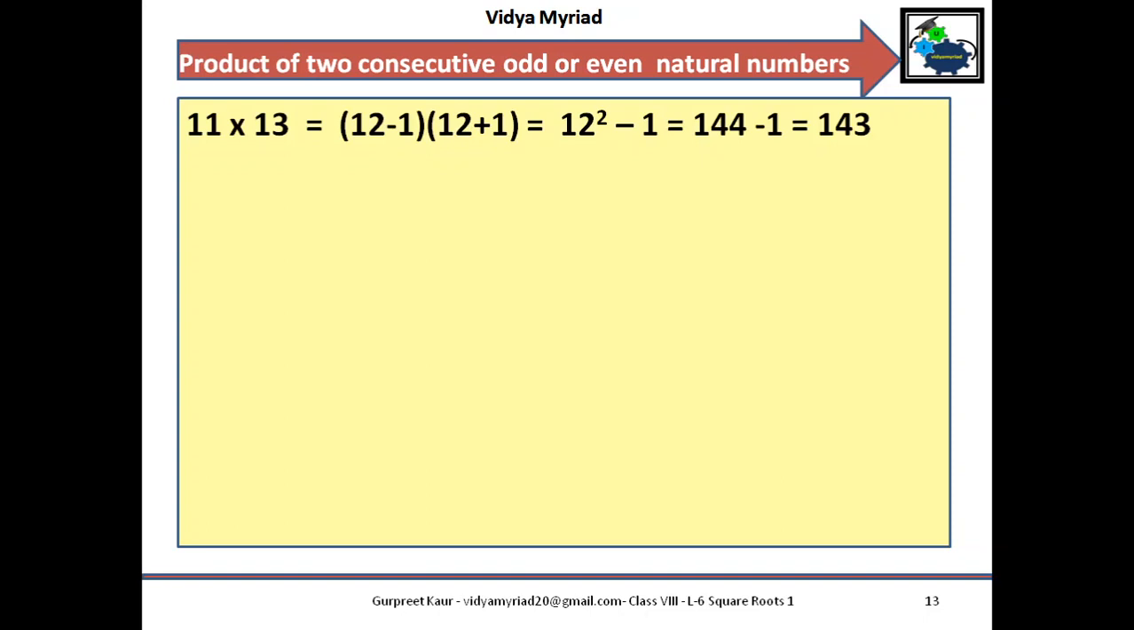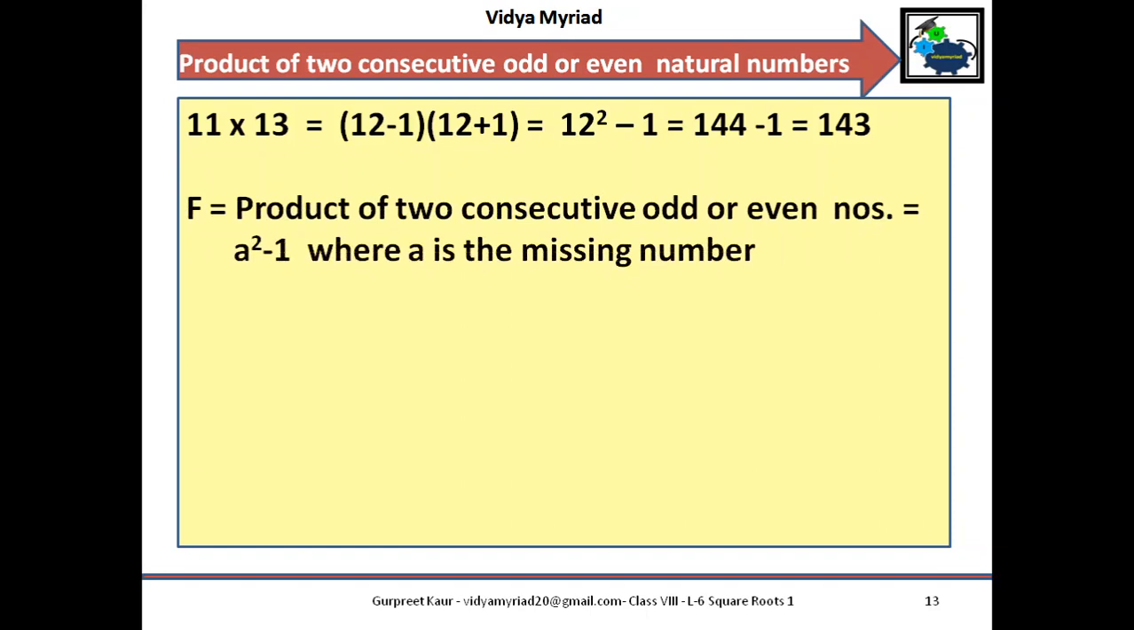So instead of doing such a long method, we can simply put it into the formula as a square minus 1. What is a? A is the missing number in between the two consecutive odd or even natural numbers. In case of 11 and 13, your a is 12. So 12 square minus 1, when you solve it, you got 143. Same way, we have taken 15 and 17, which is a missing number here, 16. Simply write 16 square minus 1, you will get answer as 255.